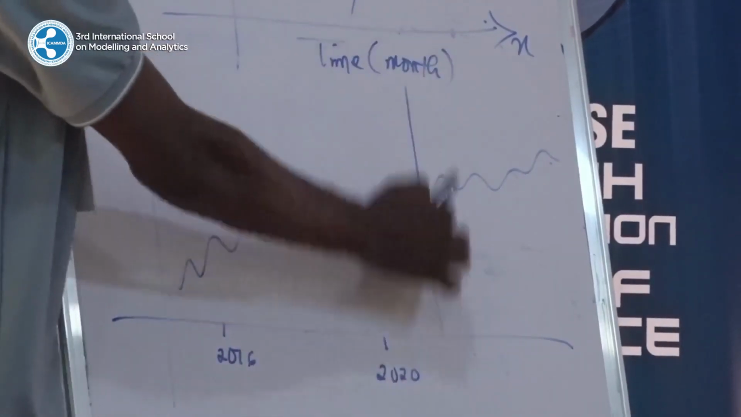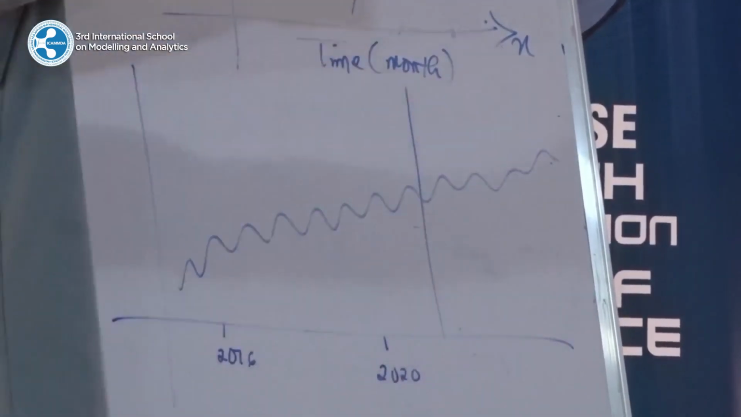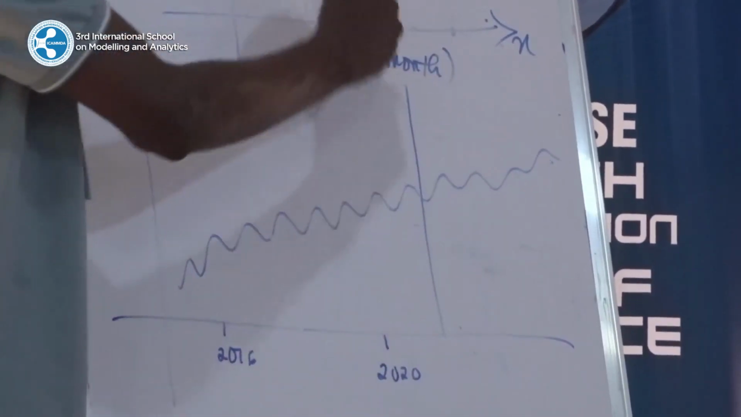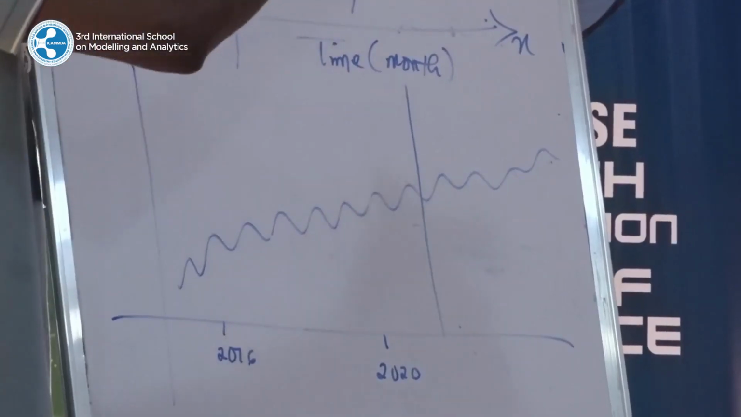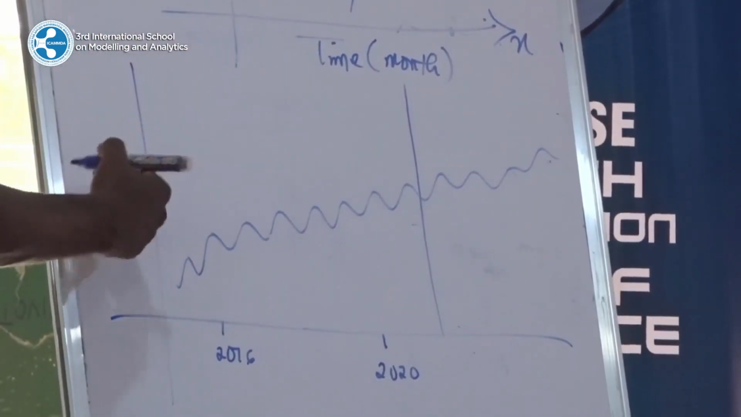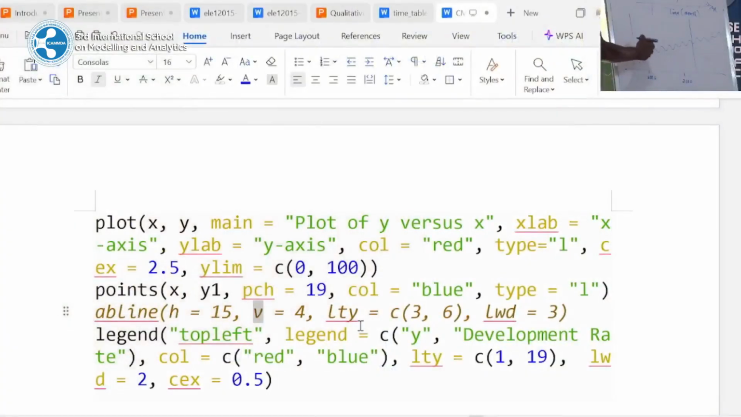So how do you add this line? That is where AB line comes in. Now, this one here is vertical, so you use V. Had it been something else you want to add, for instance, maybe you have a threshold that you are trying to depict on the y-axis, a threshold that looks like something like this, that, okay, this is the threshold, nothing goes beyond here.